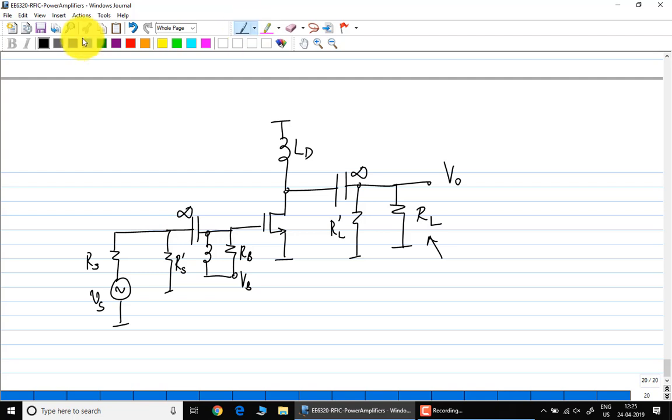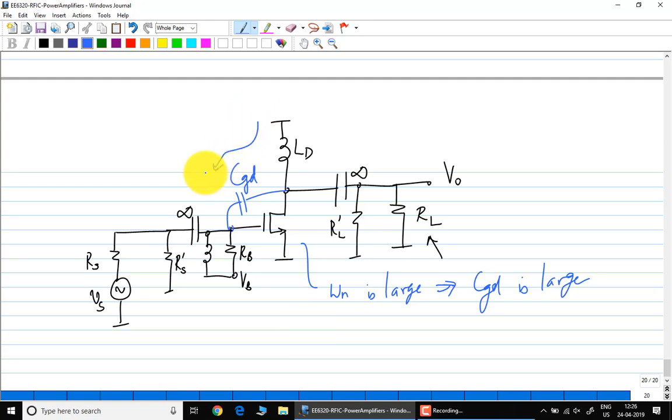Okay, fine. So this looks great so far, but there is a problem. The fundamental problem is that for a CMOS transistor, there is a significant gate drain capacitance, overlap capacitance. It can be significant in this case because the width of the transistor is very large. Since Wn is large, CGD will be large.